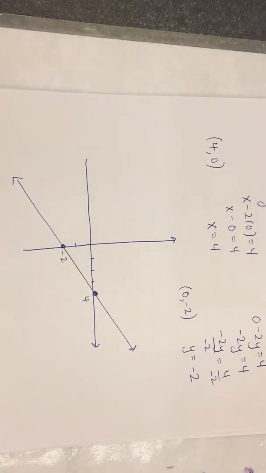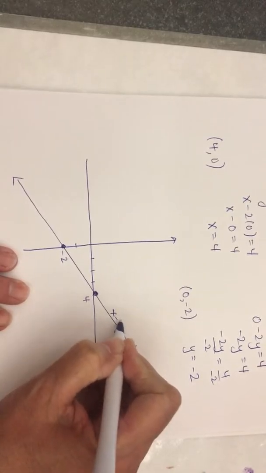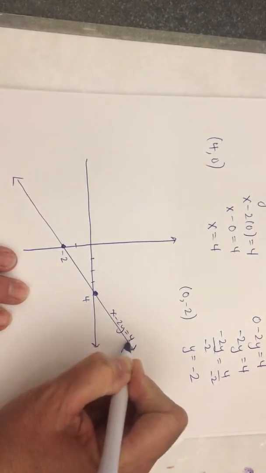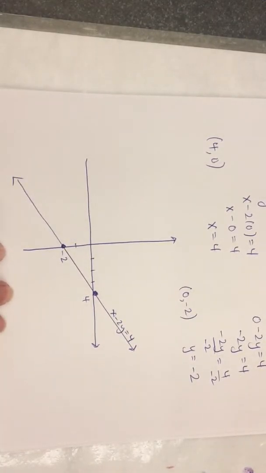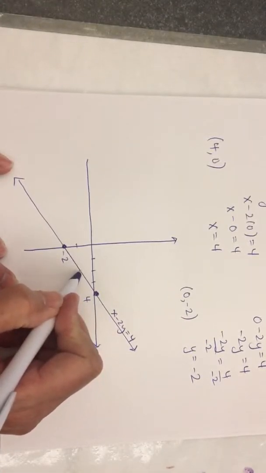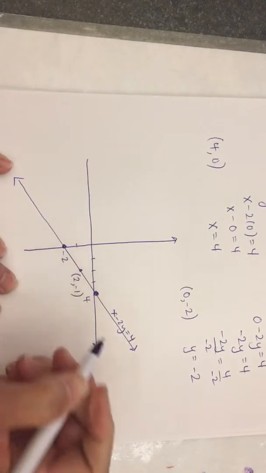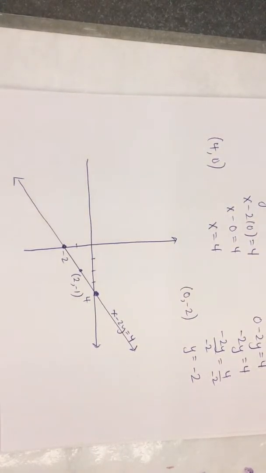Next to that line, I'm going to write, this line is x minus 2y equals 4. Every pair of points on this line works in that equation. For example, I did not plot this one, but 2 comma negative 1 makes that equation true. Every point on the line is equal.